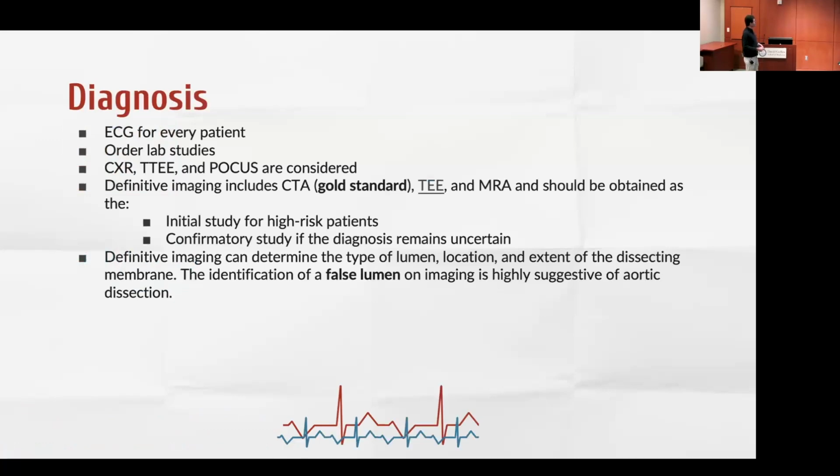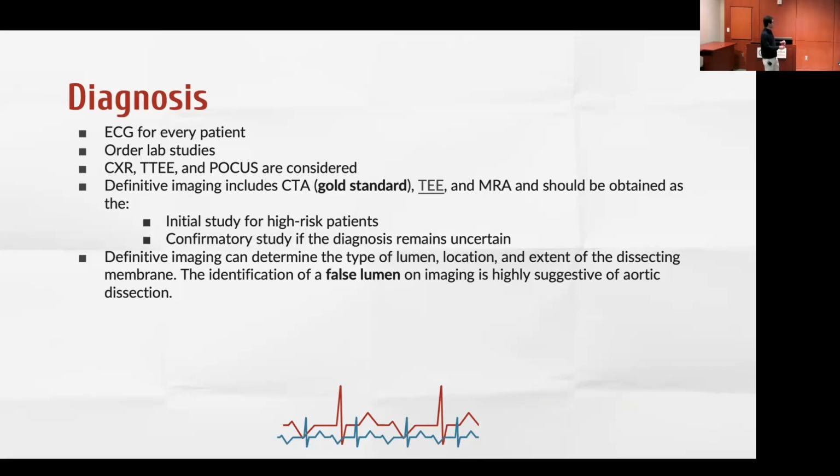So the diagnosis is pretty important. ECG should be conducted for every patient, and I will discuss in a few slides what we look for in the ECG. Order lab studies. This is where I think it's pretty important to clarify this idea of a D-dimer. D-dimer may or may not be elevated. Some patients' D-dimer levels will be elevated if they have dissection. Some will not. There have been some studies to suggest that if it is not elevated, they do not have dissection. But again, we have to be cautious and not use that as a definitive factor.